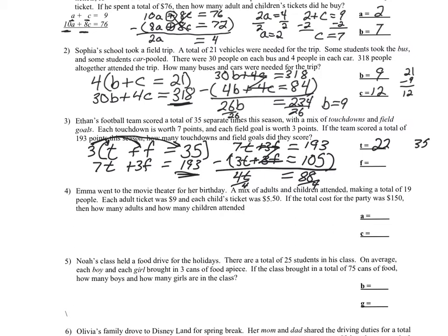Altogether, they got 35 total scores. So the rest of them must be field goals. 35 take away 22 is 13. So we have 13 field goals.